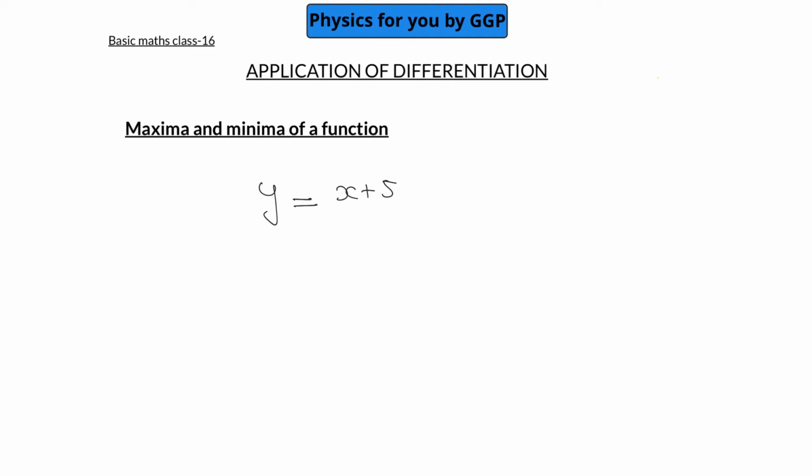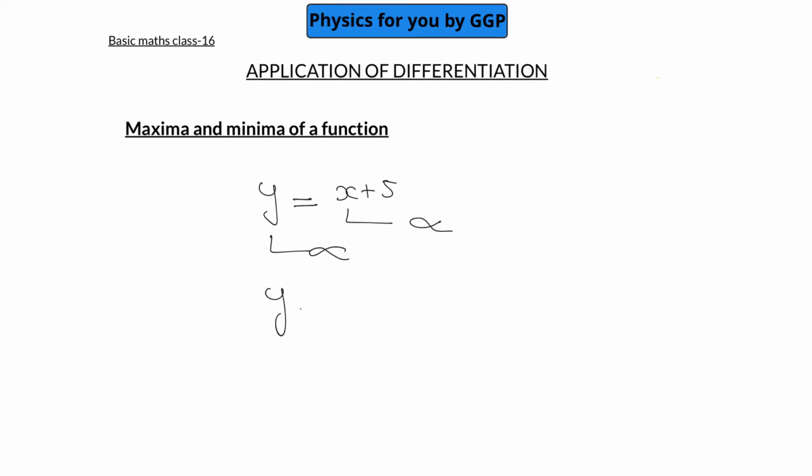So what about the maximum possible value of y over here? If I put x as infinity, then the value of y is going to be infinity. So we can say that the maximum possible value of y is infinity. And if we are talking about the minimum possible value, if I put x as minus infinity, then I'll get y as minus infinity. So the minimum possible value is minus infinity. We can't say that it has any specific value of maxima or minima.